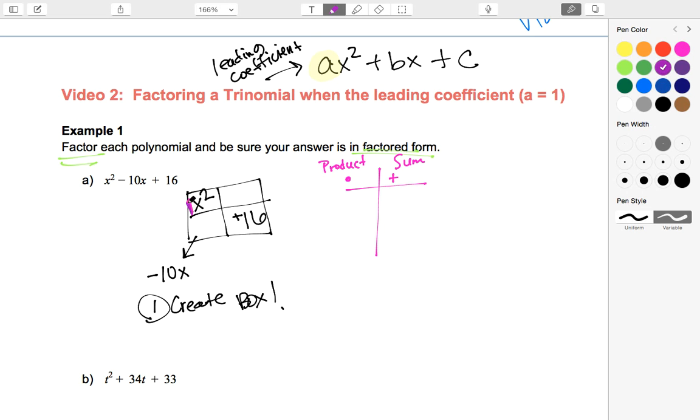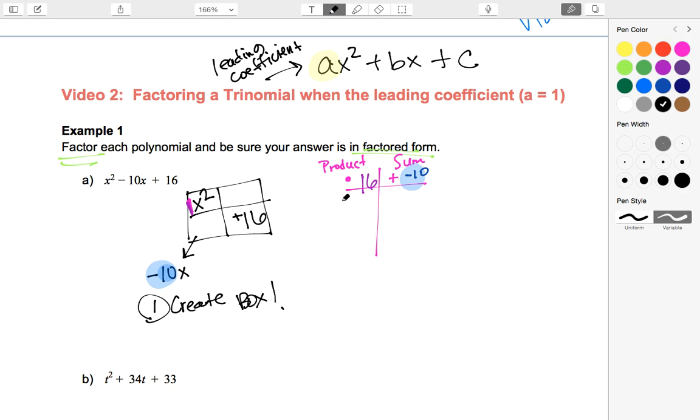So 1 times 16 gives us positive 16. And then here, how do we find what number we need to add up to? That is this negative 10 here. So I'm going to put negative 10 right there. Right, so I've got to think about what two numbers multiply to give me 16, but add to give us negative 10. Okay, so I list the factors of 16.